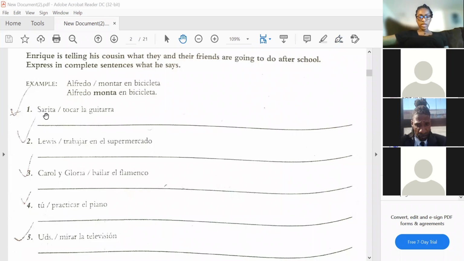So let's get some practice in here. We're going to start with number 1, and we're going to go down the line. Miss Tamika, you start us off.